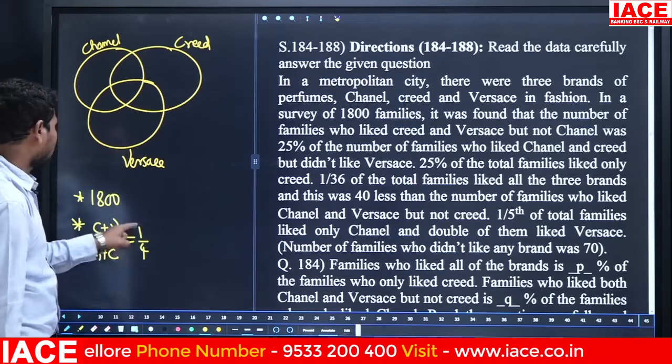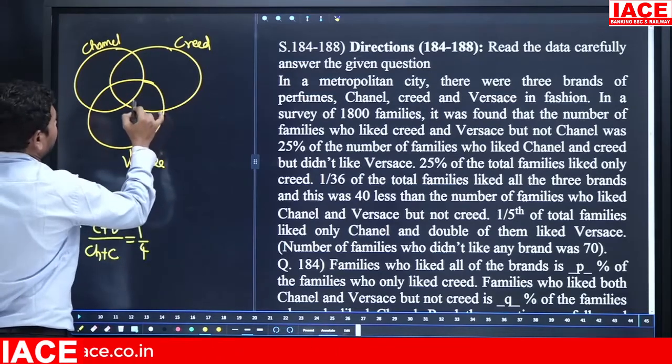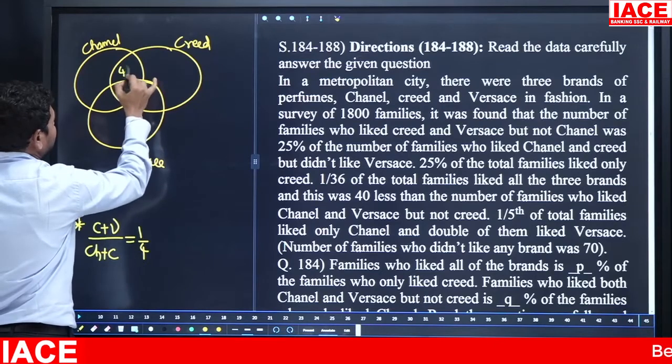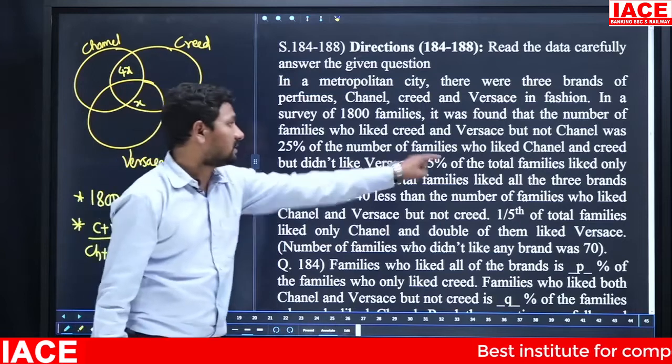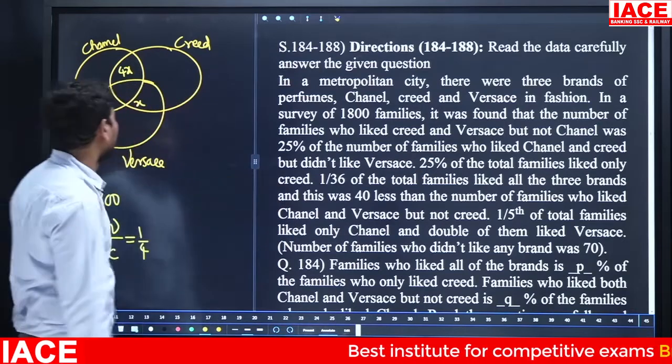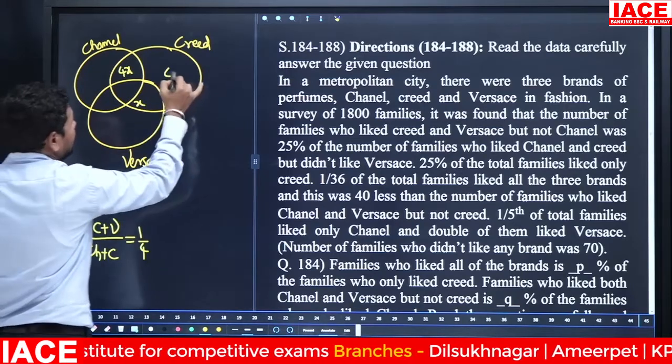Okay, it is 4 parts and it is 1 part. Then you can take Creed plus Chanel as 4x parts and the other as x parts. 4x plus x is equal to 5x in total. And next, 25% of the total families liked only Creed. 25% of 1800 is 450. Then 450 liked only Creed.